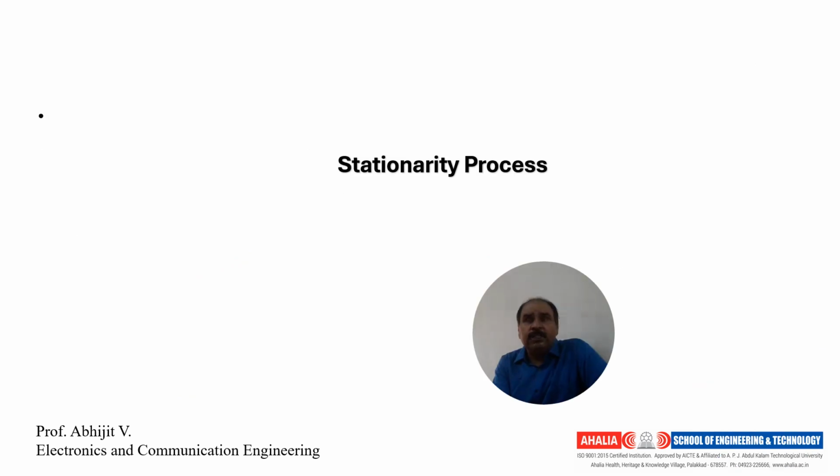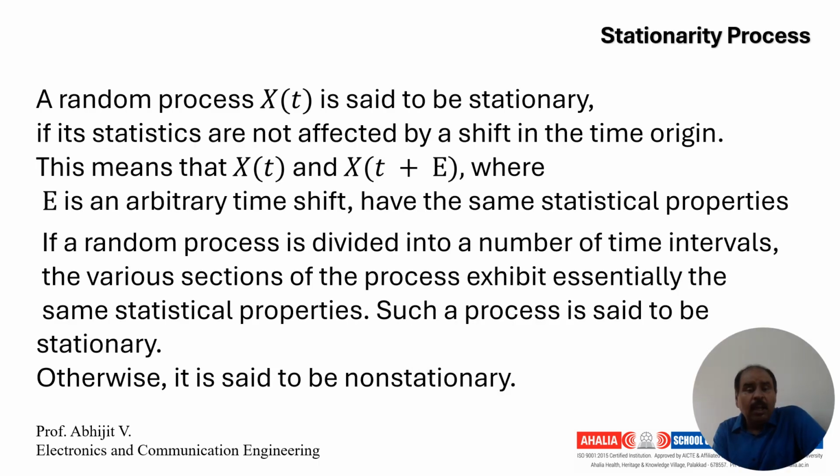We'll study what is a stationary process next. A stochastic process is something that varies with time, and a stationary process is something that does not vary with time. A random process is said to be stationary if the statistics is not affected by the shift in the time origin.